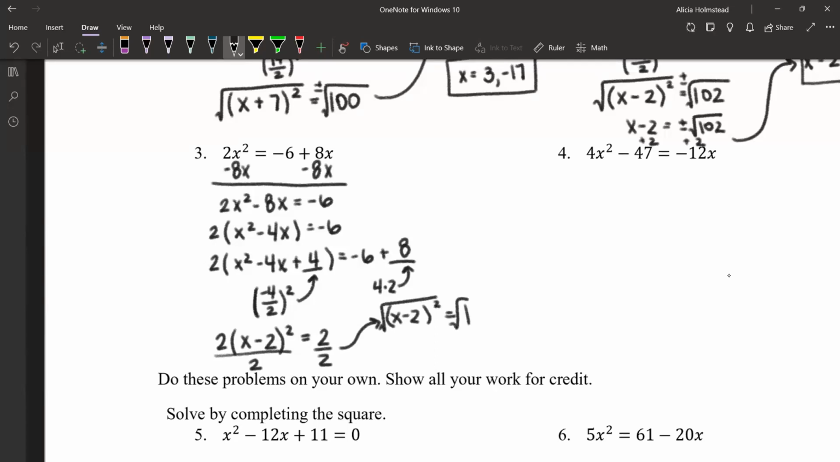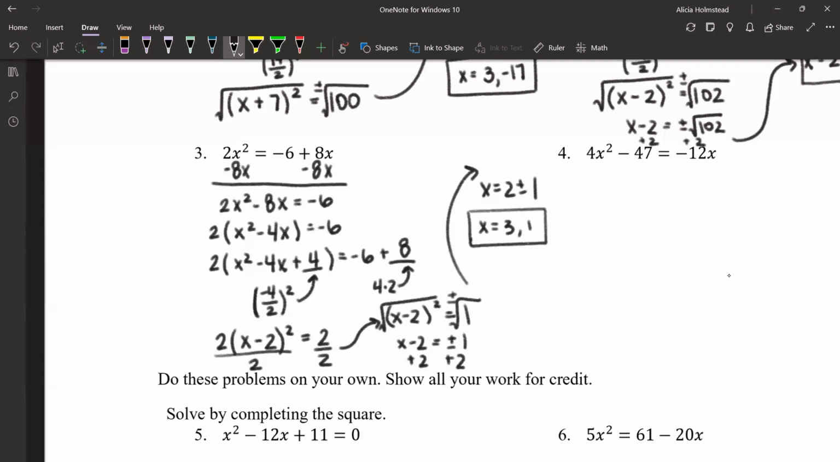Square root of both sides. Don't forget your plus or minus. X minus 2 equals the positive or -1. Add 2 to both sides. We end up with x equals 2 plus or minus 1, which we can go ahead and do. 2 plus 1 is 3, and 2 minus 1 is 1. So our final solution to this one is 3 and +1.